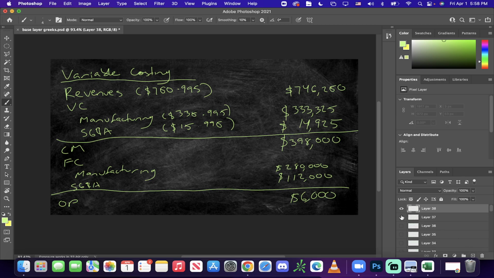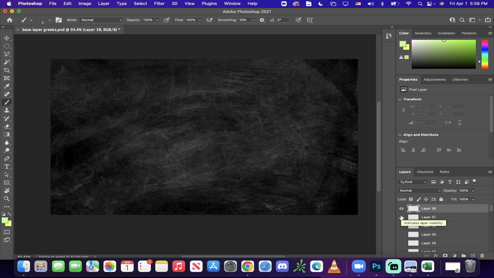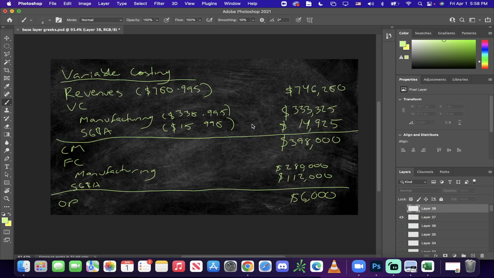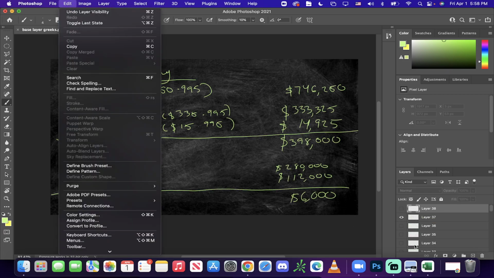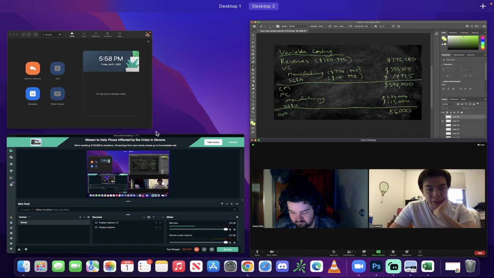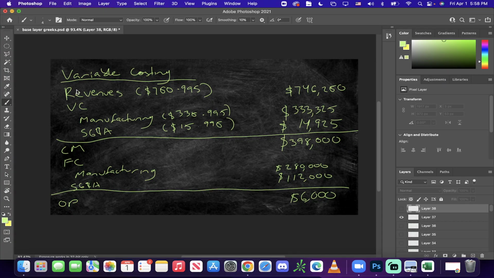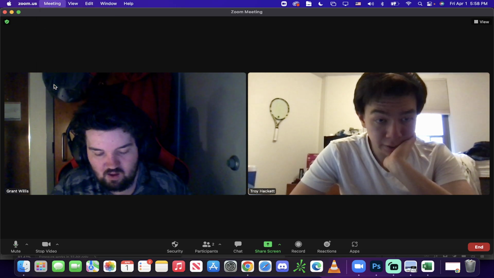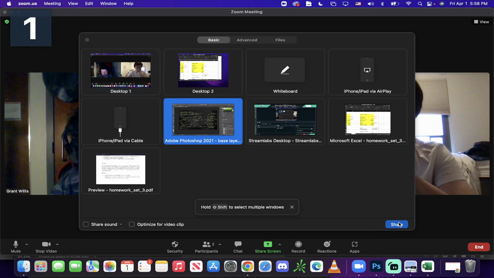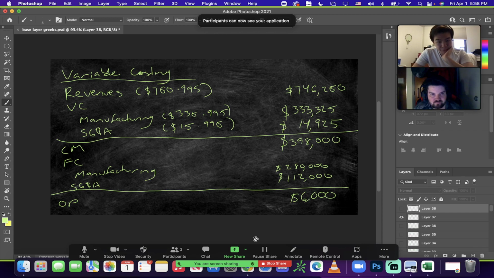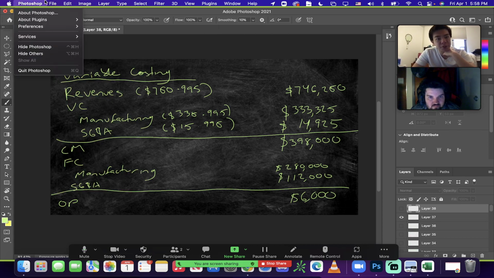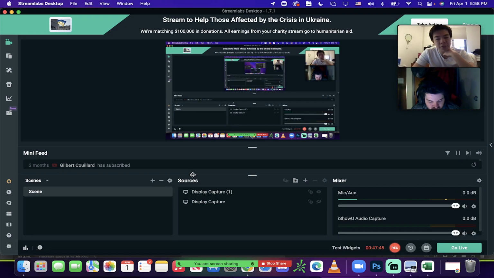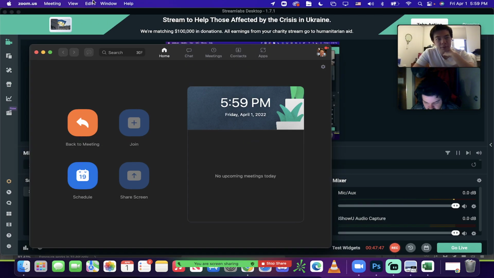Let's do absorption now. Absorption costing. Oh, and then real quick, I'll show you what I have, just so you can see it. This is what I have right here. Yeah, that's what mine looks like. Okay, awesome. So I'm gonna stop share, and then get started with absorption costing.